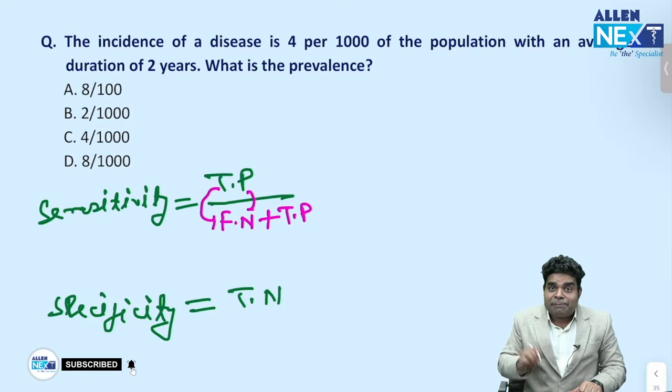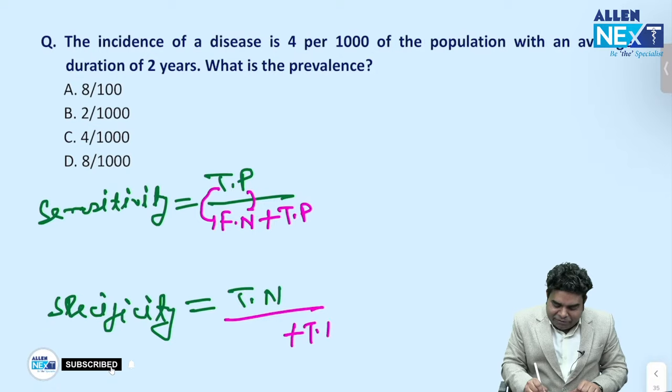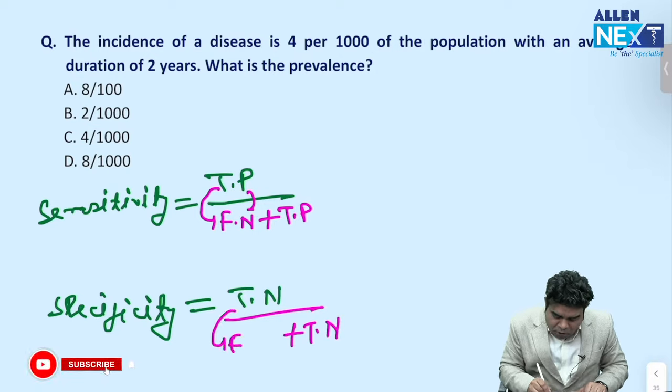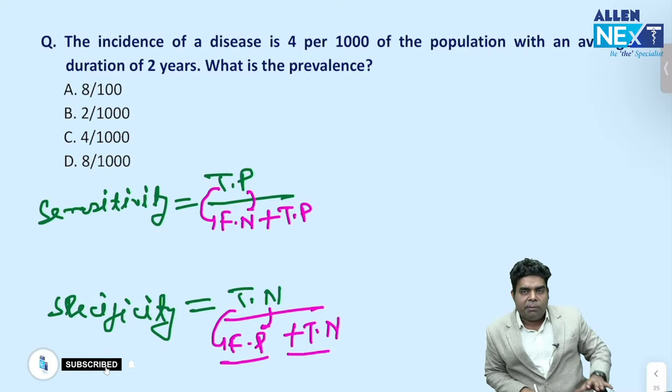Similarly, in the formula of specificity, very easy to remember, in the denominator there is true negative and just opposite of that. What is opposite of true? False. What is opposite of negative? Positive. So, you can never confuse in the formula if you just remember this thing.